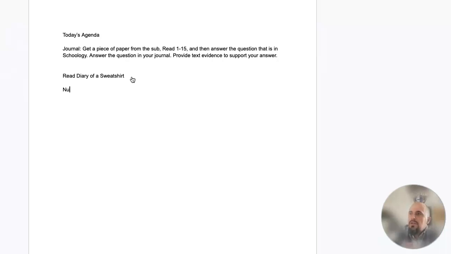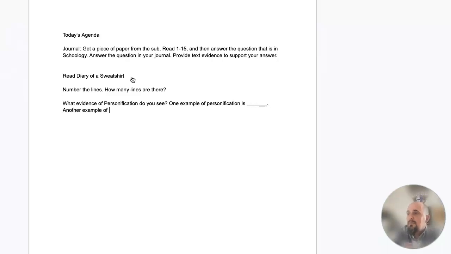Okay, first of all, number the lines. How many lines are there? Next, what evidence of personification do you see? Okay, you need to answer that with a complete sentence. You could say, one example of personification is. Then you could say, another example of personification is. All right. So please do that.